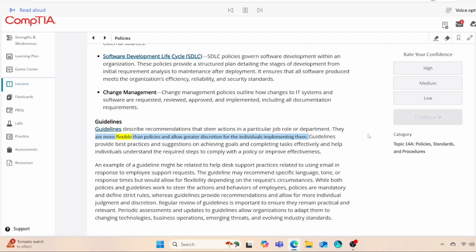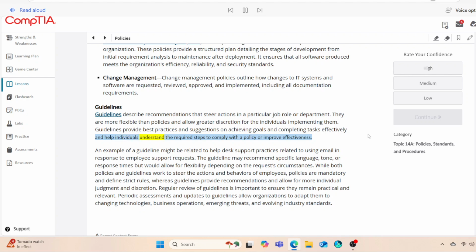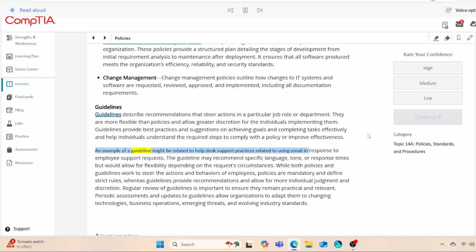They are more flexible than policies and allow greater discretion for the individuals implementing them. Guidelines provide best practices and suggestions on achieving goals and completing tasks effectively and help individuals understand the required steps to comply with a policy or improve effectiveness.